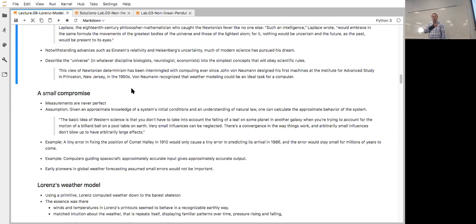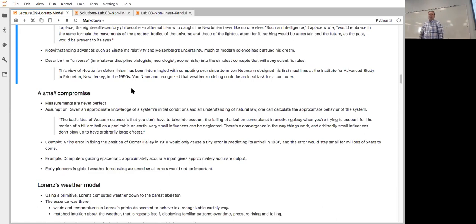So the example I'll give you is of Halley's Comet. So let's say you had a tiny measurement error in the observation of the position when Halley's Comet came to visit in 1910. Well, if you were off by a little bit, angle of right ascension and whatever, I'm not an astronomer, but the two directions of where something is, you had a small error in that observation. You'd only really have a small error when it arrived again in 1986. And that small error would remain small for millions of years to come.